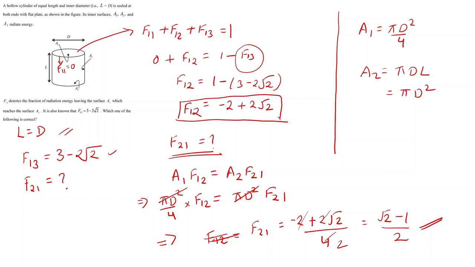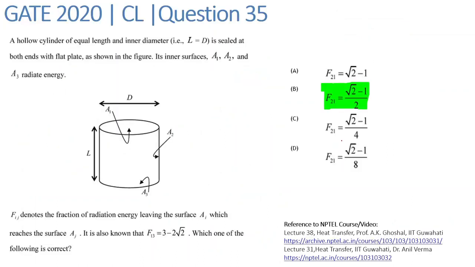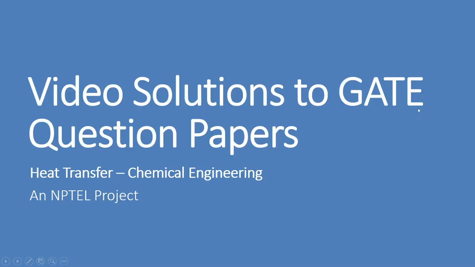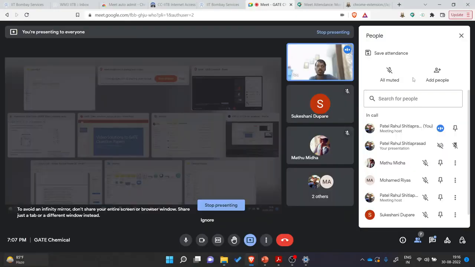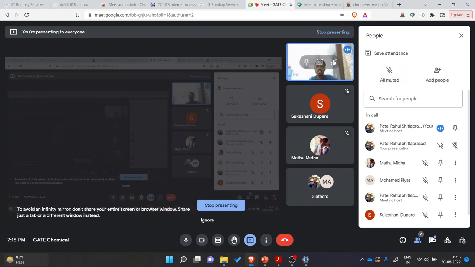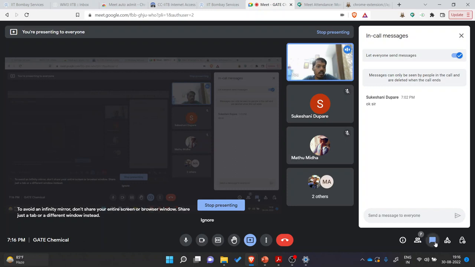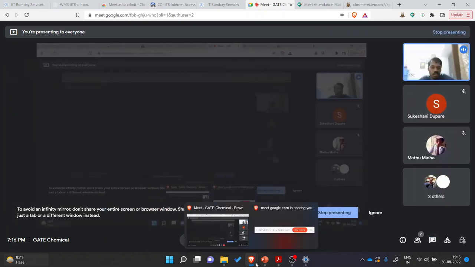So yes, in this question we looked upon the basic concept related to view factor, and we found out that the view factor F21 is given as root 2 minus 1 by 2, and from the given options we can select that only one of the following will be correct, that is option B. So if anyone has doubt, then they can speak up or write in the chat box and I can solve that, or else we can wait for a couple of minutes and then I can move on to the next question. Do you have any doubts regarding this question or the concept related to view factor?